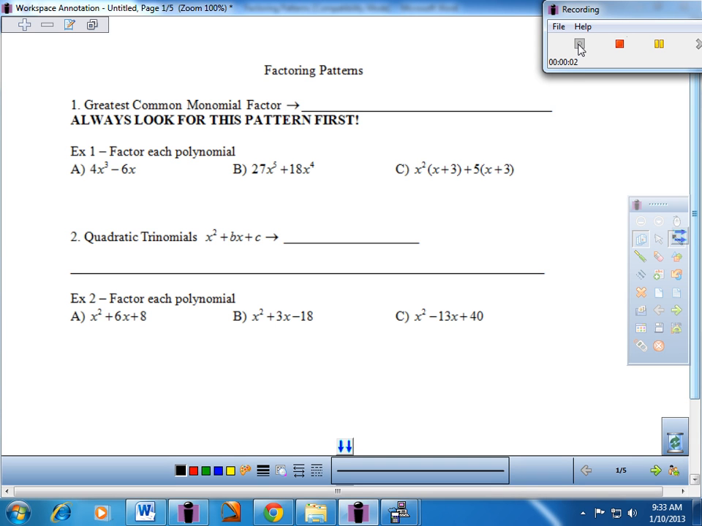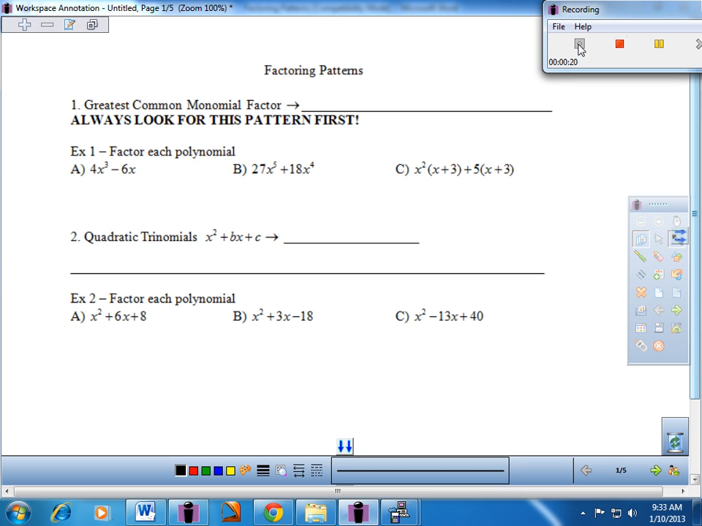Welcome. Today's notes worksheet is entitled Factoring Patterns. And so we'll be taking a look today at a variety of different patterns to break down these polynomials into a product of its factors. And factoring is definitely one of those important skill sets that we're going to be looking at all semester long.